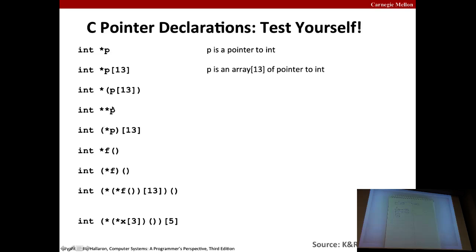Okay, how about the next one? Here, if we put parentheses around things, then we can be explicit, and this is a good practice. So here we're saying p, and we have to look at this one first because of the parentheses. So p is an array of 13 pointers to ints. So that's the same thing, and here we're just being more explicit.